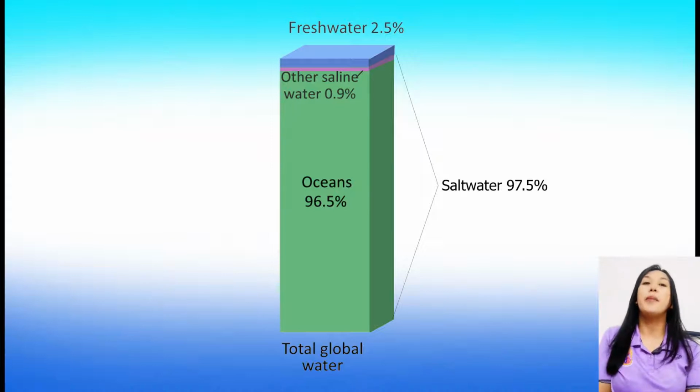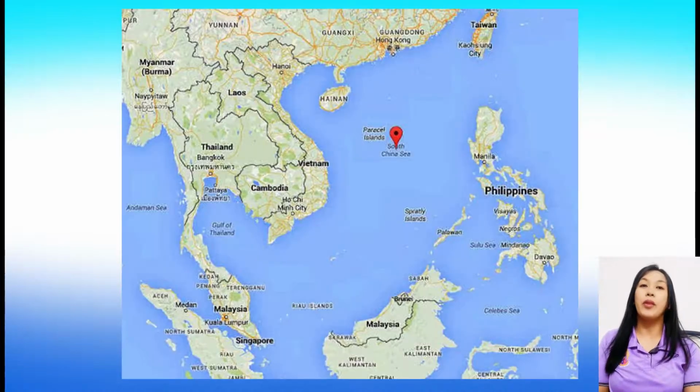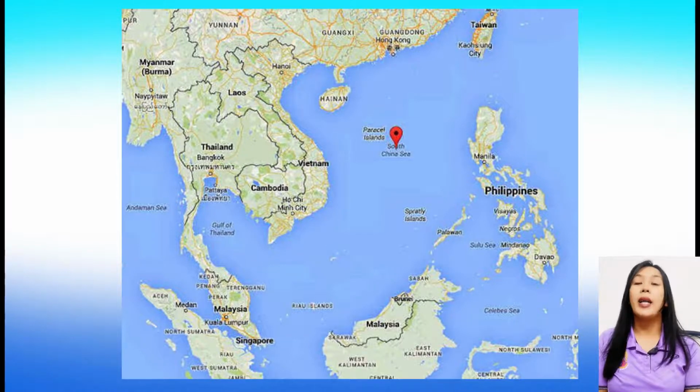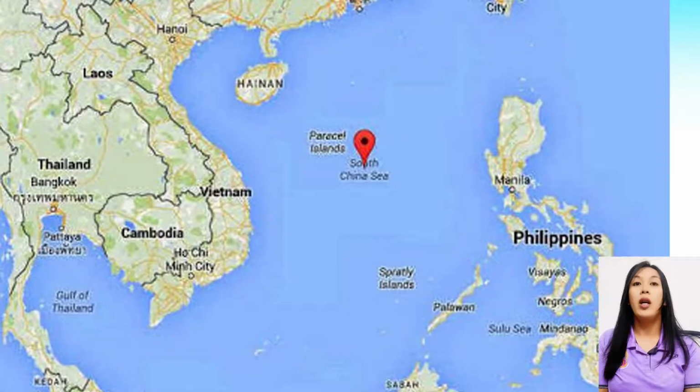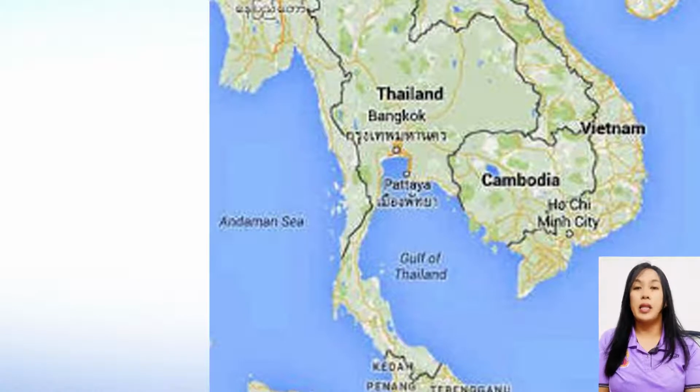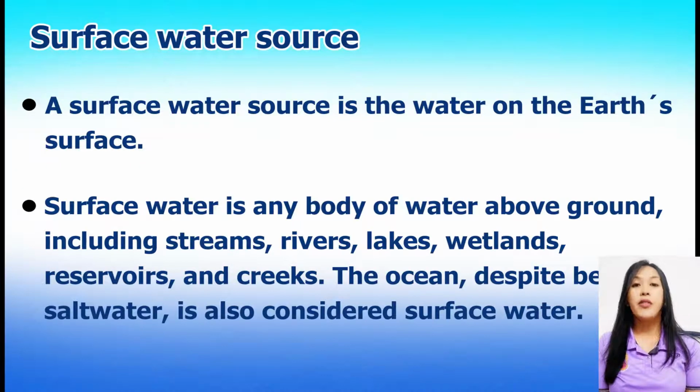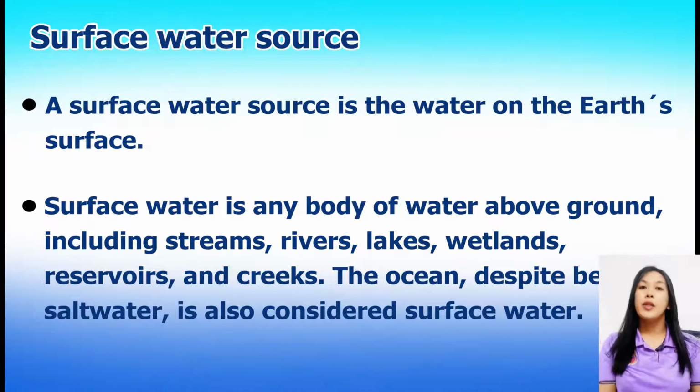So if you look at the map, the southern part of Thailand is surrounded by two seas. These are the South China Sea and the Andaman Sea. Seas and oceans are some examples of what we call surface water sources. So what is a surface water source and what are other surface water sources? We are going to learn about those as we continue.